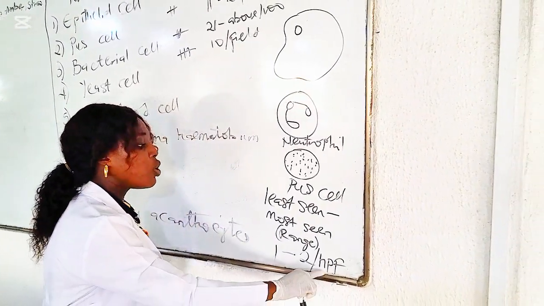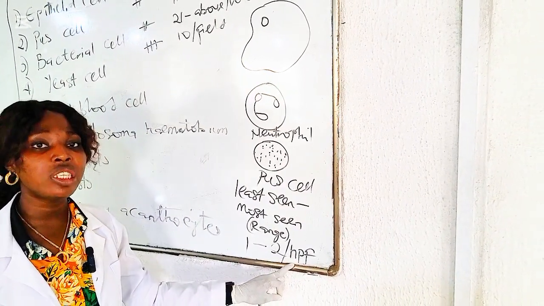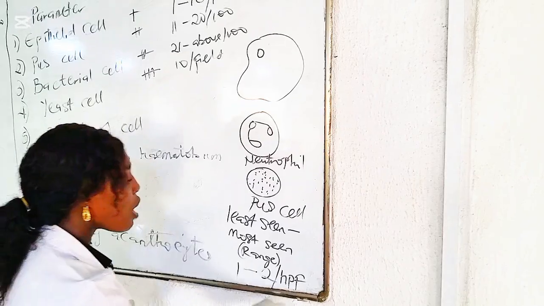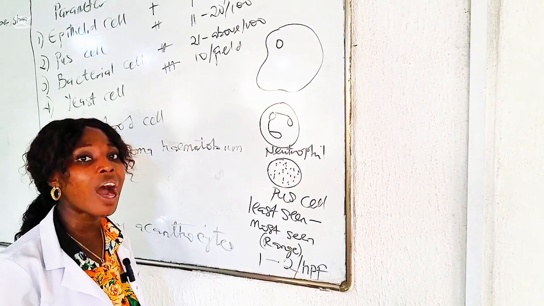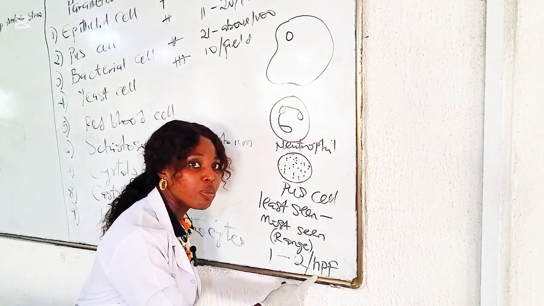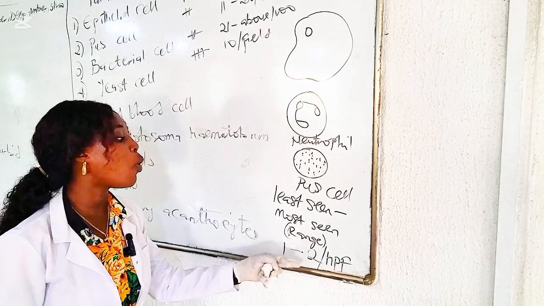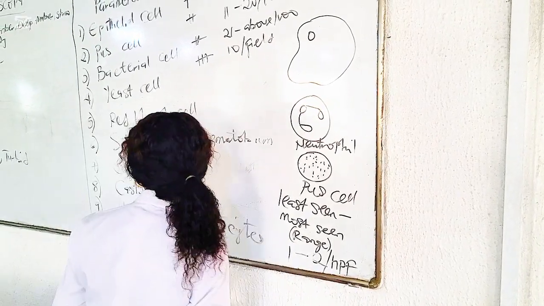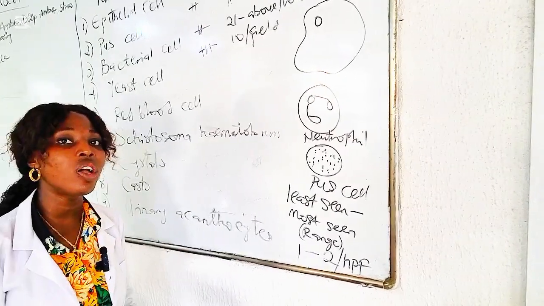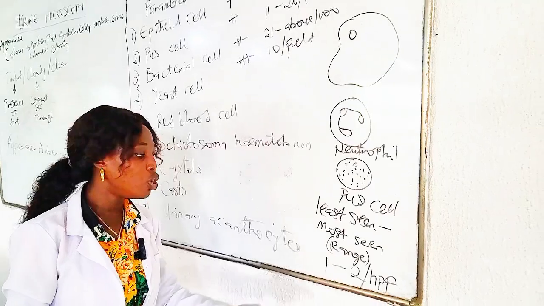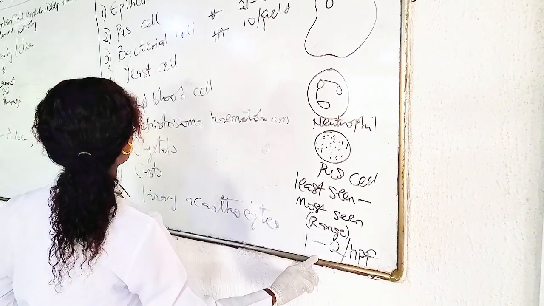Now we use the high power field to view our pus cells. The high power field is times 40 objective lens. So you have to tell us that it's per high power field. Times 10 objective lens is low power field. So you must tell us which power field, because times 10 takes a wider field. So you should see more pus cells with times 10. But when you see between 1 to 2 per high power field, you know that it's times 40 and it takes up a smaller field. So that's why it's important to tell us the power you used. So that's for pus cells.